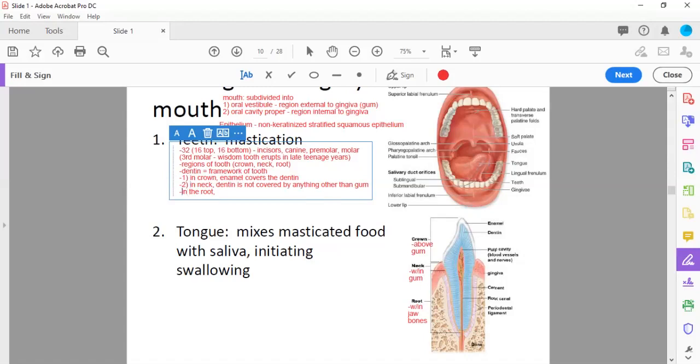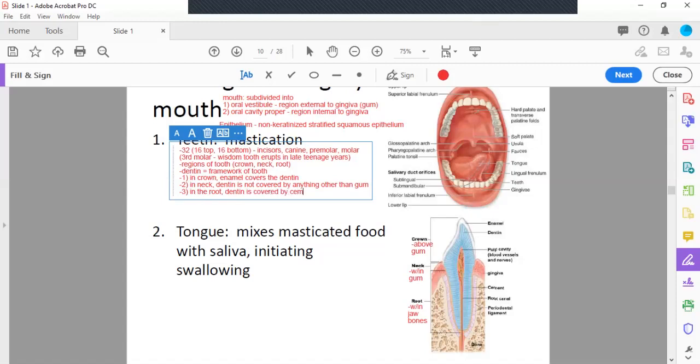And so for that reason, when the gum recedes, the neck is more sensitive than anything else because it's not covered by anything. And in the root, the dentine is covered by what's called cementum. So in the root, the dentine is covered by the cementum. All right. Now, the next thing we're going to ask is, what else can we ask? Okay. So let's focus on this for a moment.